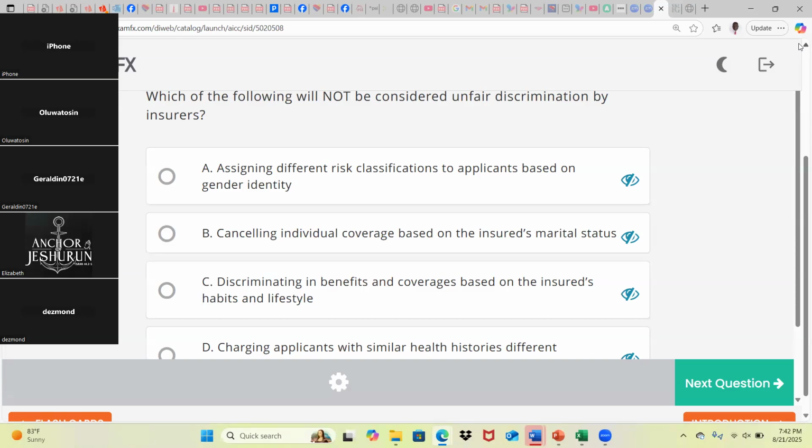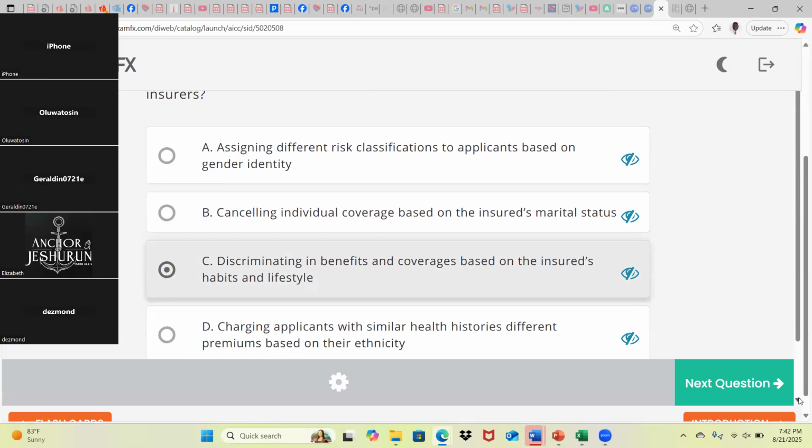So again, which of the following will not be considered unfair discrimination? Now, looking at those 4, which of those do we think will not be unfair discrimination? C. Discriminating in benefits and coverages based on the insured's habit and lifestyle. Correct. Yeah, smoking can be a habit. And if they do an investigative report and see that you stand on your front porch and smoke 2 packs of cigarettes every evening, they can charge you a higher premium for that. That would not be discrimination.